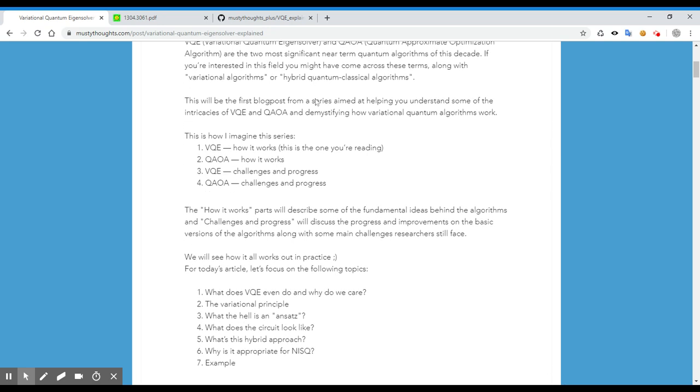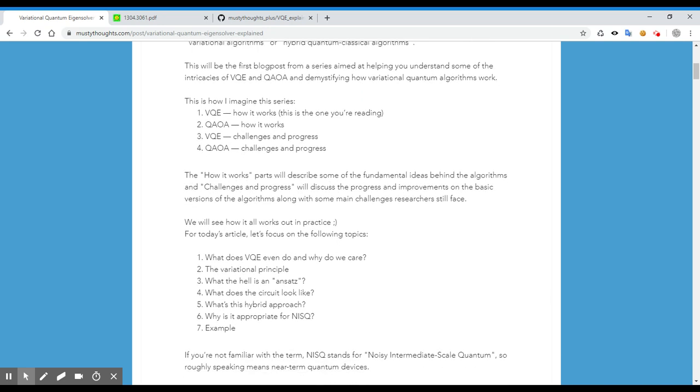This will be the first blog post from a series. Oh, so that's going to be a series. Okay, interesting. Aimed at helping you understand some of the intricacies of VQE and QAOA and demystifying how variational quantum algorithms work. This is how I imagine the series. The VQE, how it works. This is the one you're reading. QAOA, how it works. VQE, challenges in progress. QAOA, challenges in progress. Okay, so I'm looking forward to the series actually.